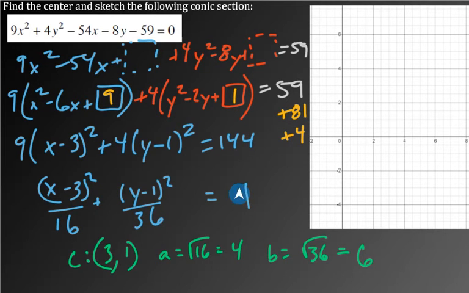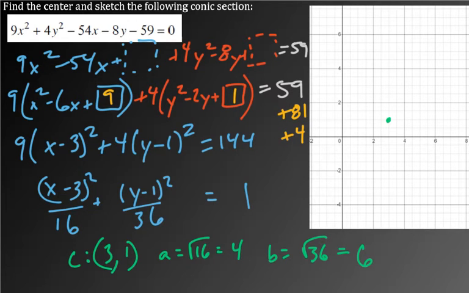You should also see what kind of conic section this is. These scalars in front are both positive, so it's an ellipse, and 16 and 36 are not the same number. That's one of the reasons it's an ellipse. If these had both been 16s, it would be a circle. Basically we're stretching it more in the y than in the x, so it's a vertical ellipse. I'm just going to go ahead and plot 3, 1.